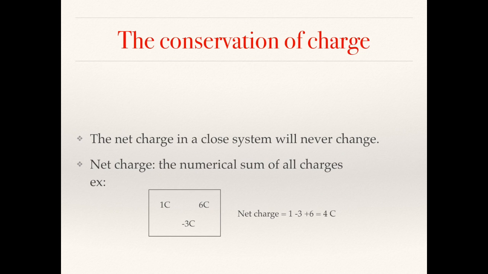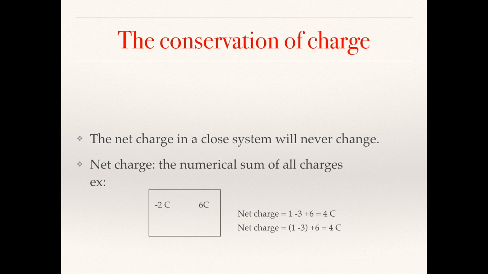And this will not change no matter what kind of manipulation I do to those things inside the box. For example, if I combine the 1 Coulomb object and the minus 3 Coulomb object, we will get a minus 2 Coulomb object. As we calculate the net charge, we will again get 4 Coulomb. It's just the commutative law of addition.